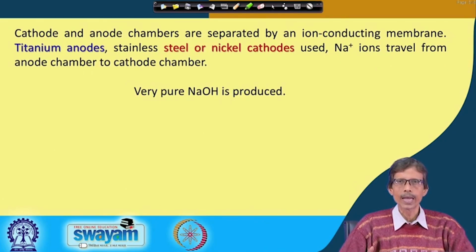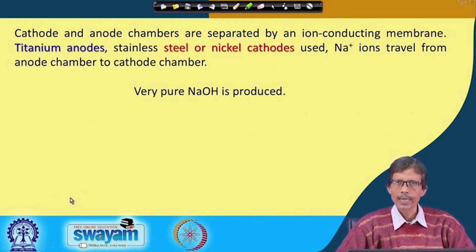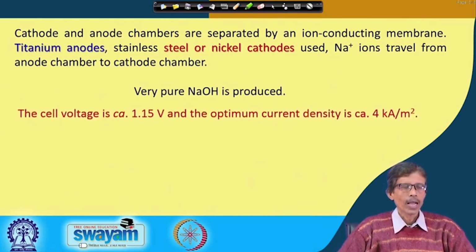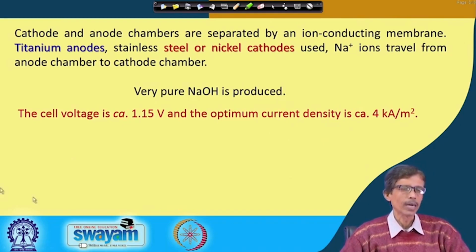We can consider that if you exceed some level, you can consider it as the corresponding analytical reagent or a guaranteed reagent for sodium hydroxide. And the recommended cell voltage which can give you very useful production of this material is only about 1.15 volt, not much, and the optimum current density is about 4 kilo ampere per meter square. So, the current density is also very important to know, that is, how much current is being passed at that particular voltage, which is pretty constant.